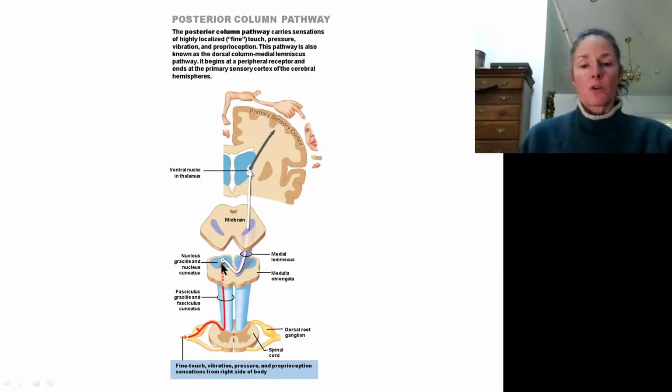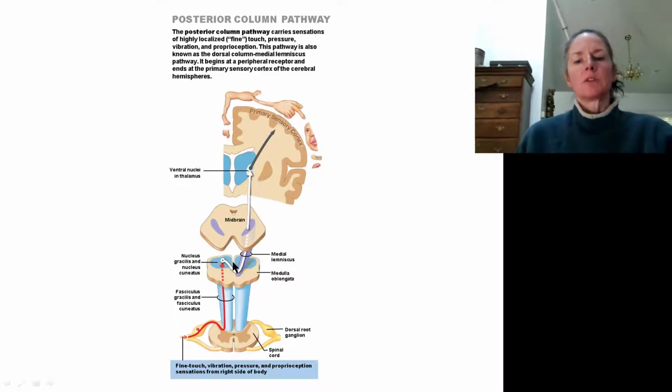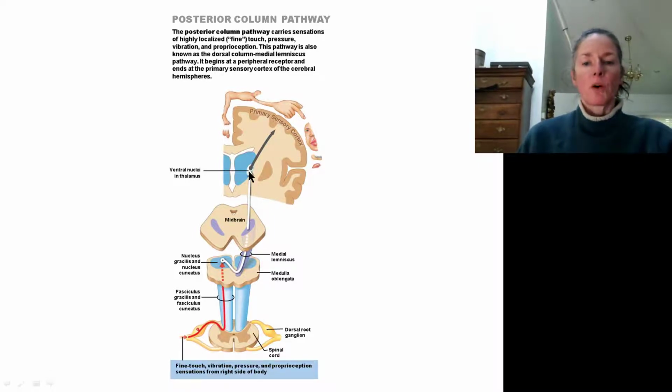And then our second order neuron will arise from here, cross over to the other side, and will ascend in what's called the medial lemniscus. And lemniscus just means a ribbon. So sometimes this whole thing is called the posterior column medial lemniscus pathway. And from here, our second order neuron will ascend once again into the ventral nuclei of the thalamus, and it will then synapse on a third order neuron that will then relay the appropriate information to the primary sensory cortex.